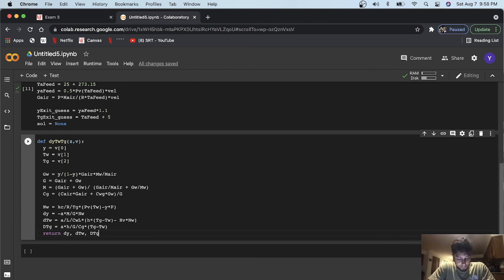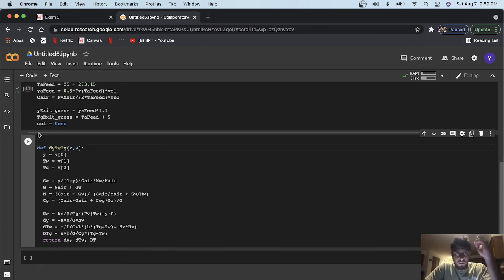Okay. And we don't know about the initial values. We don't know what they converge to, so we're going to make a function so we can know our exit values for the feed. So I'm going to tab all of this.